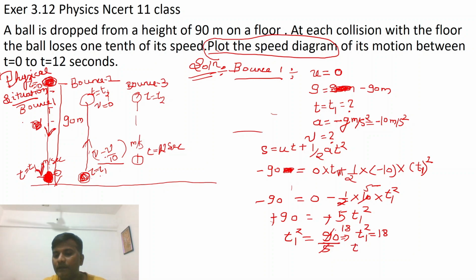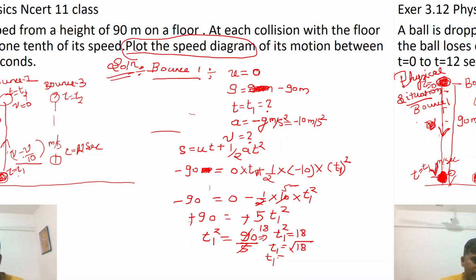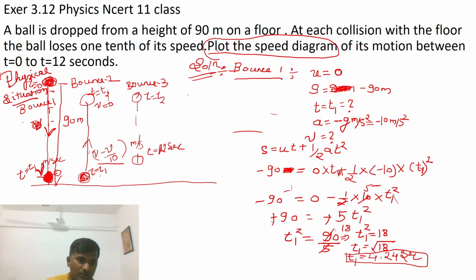So t1 will be under root of 18. The ball has taken 4.24 seconds to come to the floor. Okay, now what will happen? From here, this is bounce 2, right? In bounce 2, from t is equal to 4.24 seconds, what will happen?